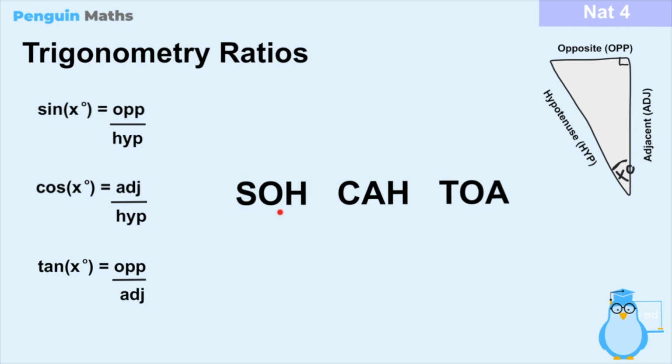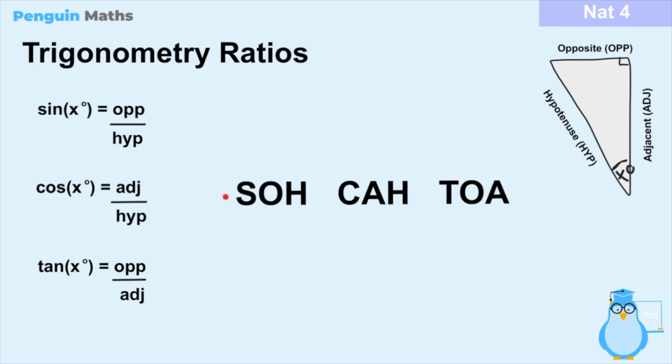What SOHCAHTOA refers to is that the beginning letter is each of our functions, sine, cos and tan, and the last two are the sides of the right angled triangle that we are working with. So our first one here, SO, stands for the sine of x degrees is equal to the opposite over the hypotenuse. Then we have cosine, which is equal to the adjacent over the hypotenuse, and the tan is equal to the opposite over the adjacent.